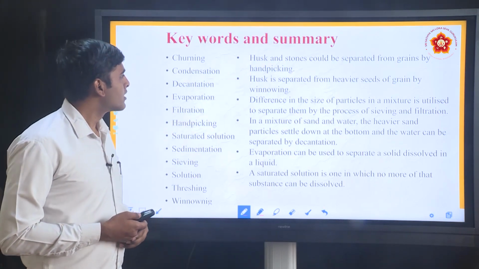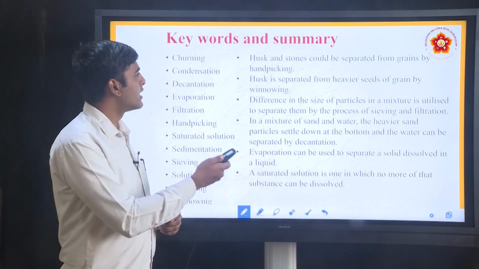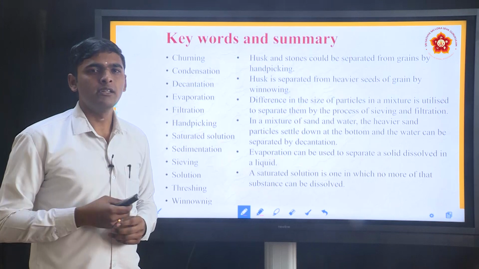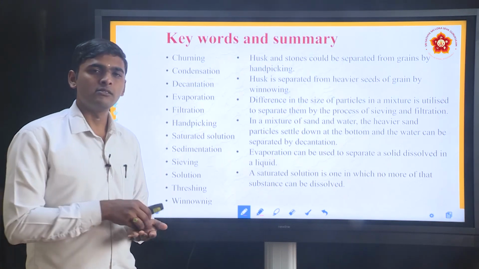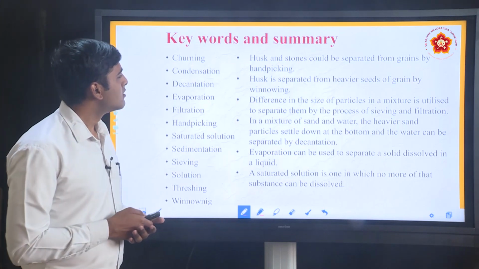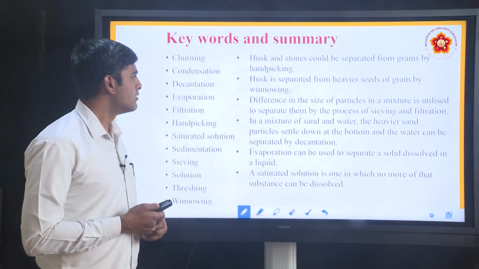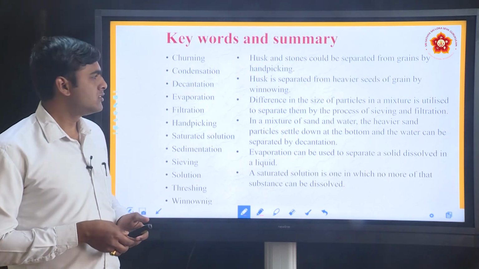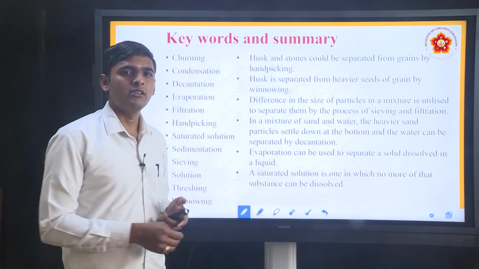These are the summary. We will go through each point. Husk and stones could be separated from grains by hand picking. This is the simple method which everyone can do, by separating the stones and the husk by hand. The second point: husk is separated from heavier seeds of grain by winnowing. Because of the wind, the husk can be blown away and the grains can be separated.